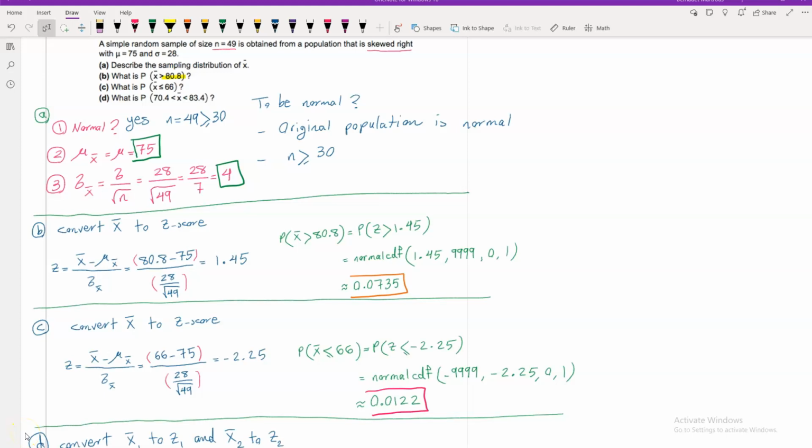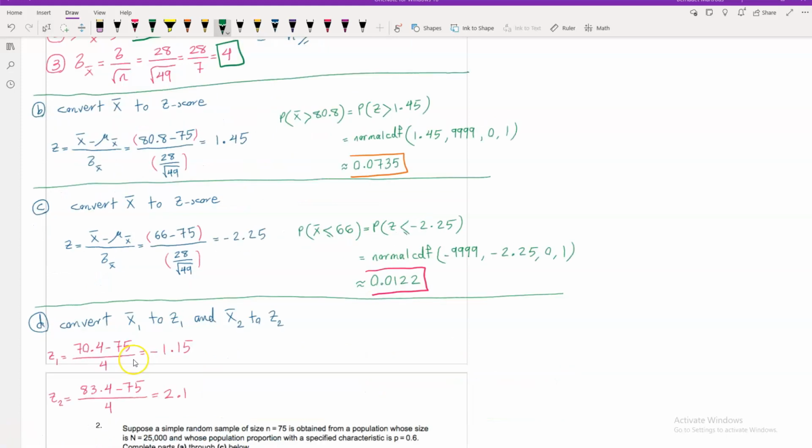Part D, here we have to find the probability when x bar is between 70.4 and 83.4. So here again, we have to convert to z-score first. x bar 1 is 70.4, what we have on the left side, and x bar 2 is 83.4. So convert x bar 1 to z1 and x bar 2 to z2. So for z1 we have 70.4 minus 75 divided by the standard deviation of the sample mean, which is 4 from part A. So the answer for z1 is negative 1.15. The answer for z2 is positive 2.1.